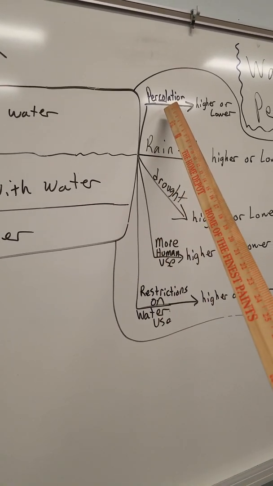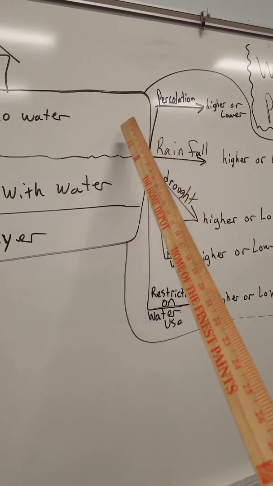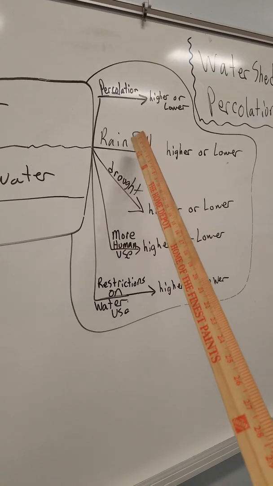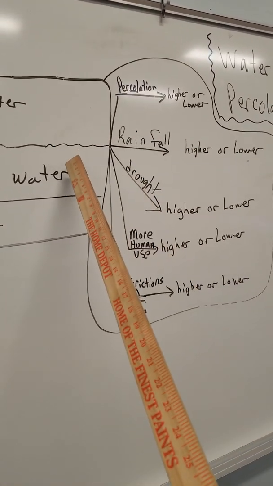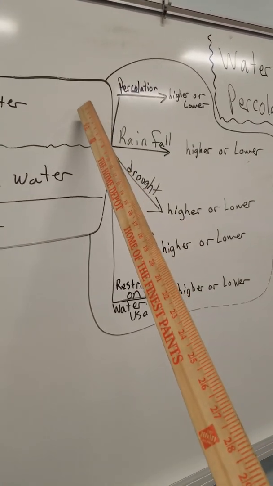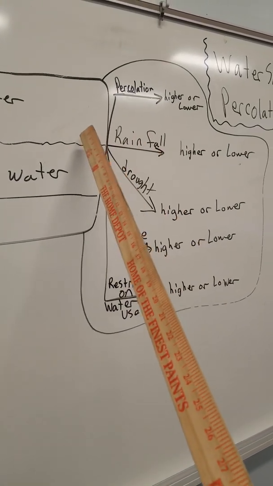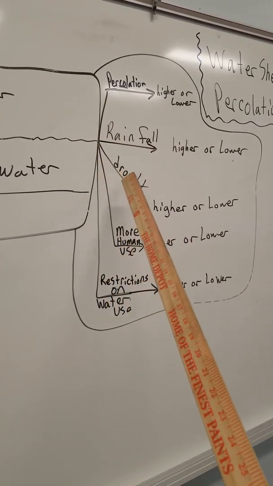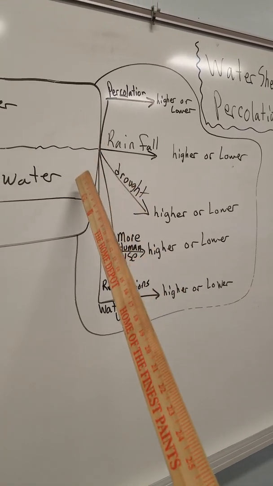So if you have more percolation, is that going to make the water table go up or down? If you have more rainfall, is that going to make the water table go up or down? More rain usually means more percolation or more infiltration. So is that going to make the water table go up or down? If you have a drought, is the water table going to go up or down?